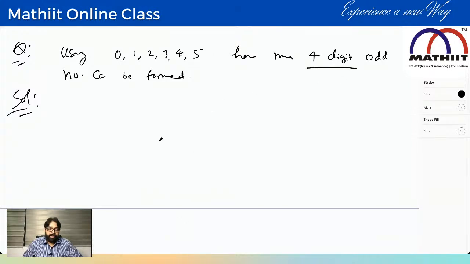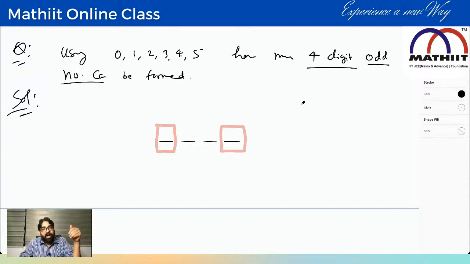Four-digit number. Okay, brother. 1, 2, 3, 4. Odd number. First thing, where is the restriction? This is a restricted place. This is also restricted. Because I hope everybody knows, odd number means what? The last digit must be an odd digit. And here, this 0 cannot come.